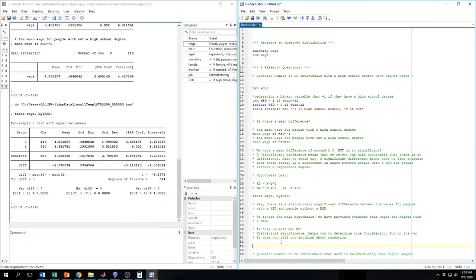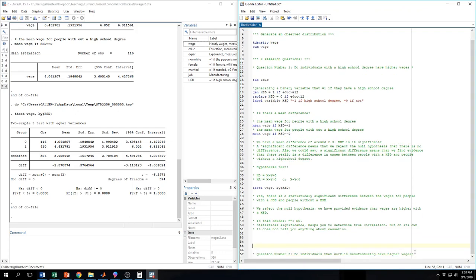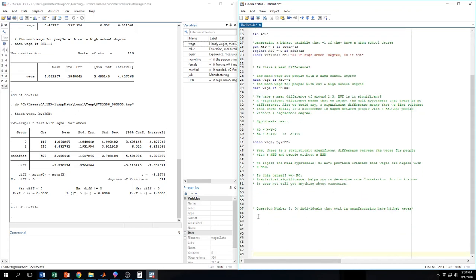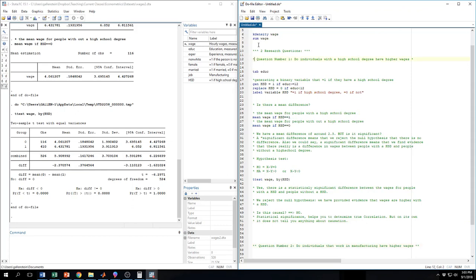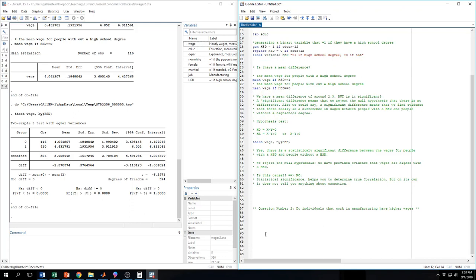All right, let's keep going. Let's do question number 2. Question number 2, I'm going to give this 2 stars, make sure it's a nicely separated out category here. I like to keep things nice and neat. All right, question number 2. Do individuals that work in manufacturing have higher wages?